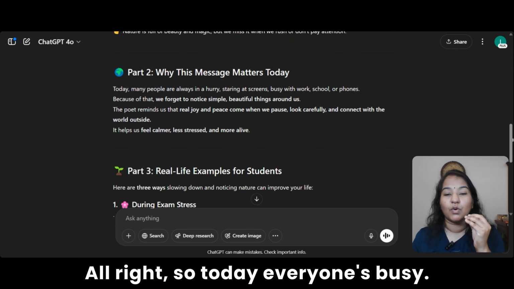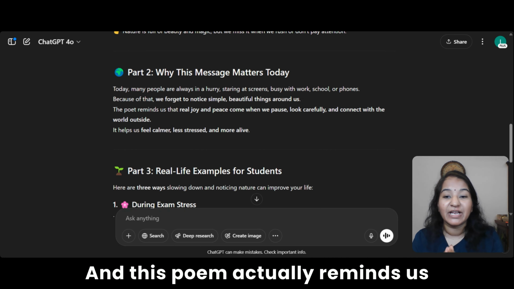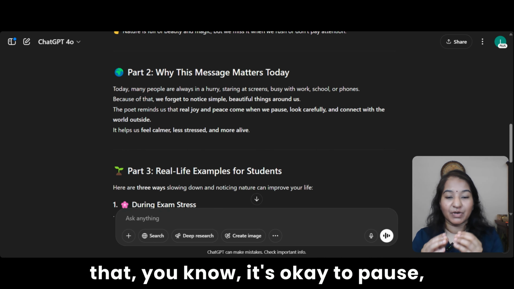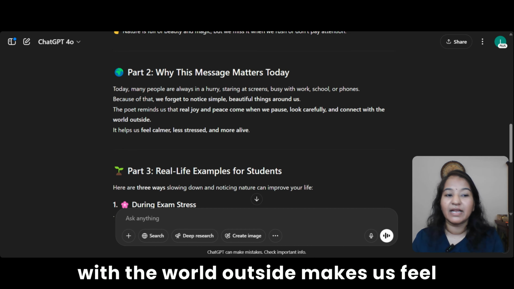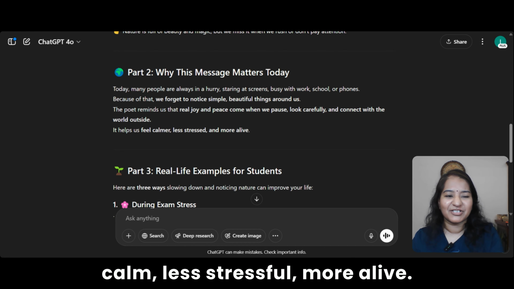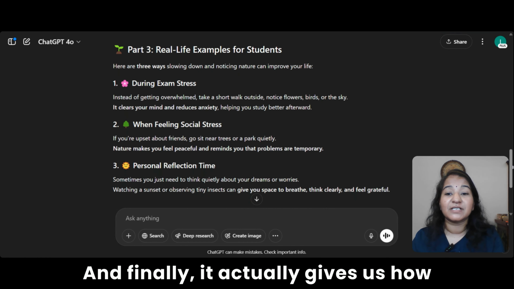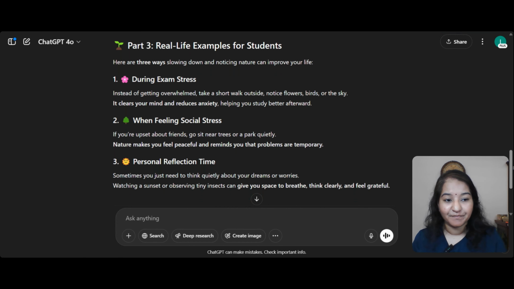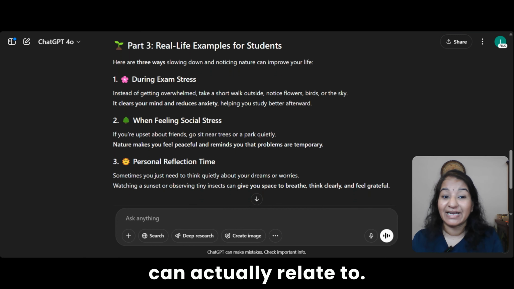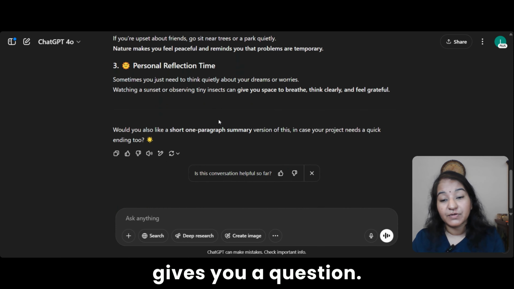All right, so today, everyone's busy. We forget to notice the simple, beautiful things. And this poem reminds us that it's okay to pause, look carefully, and connect with the world outside. It makes us feel calm, less stressed, more alive. And finally, it gives us how it can make a difference in student life. So this is something students can relate to. Wow.